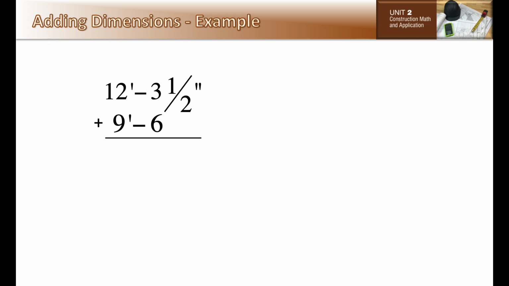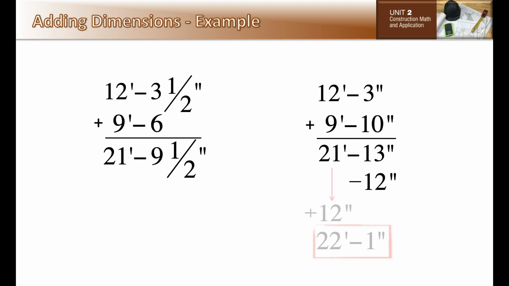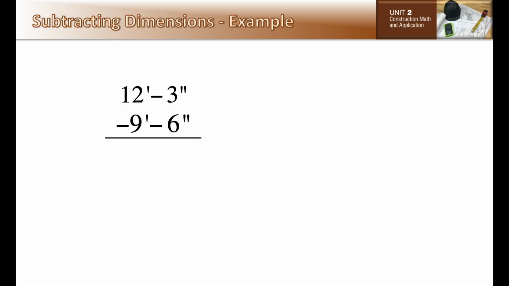In this example, 12 foot 3.5 inches plus 9 foot 6 inches adds up to 21 foot 9.5 inches. In the second example, 12 foot 3 inches plus 9 foot 10 inches, the answer is 21 foot 13 inches. Now subtract 12 inches from the 13 inches and add it to the 21 feet, and you get 22 feet 1 inch. Subtracting dimensions is done in the same way as subtracting whole numbers and fractions previously covered.